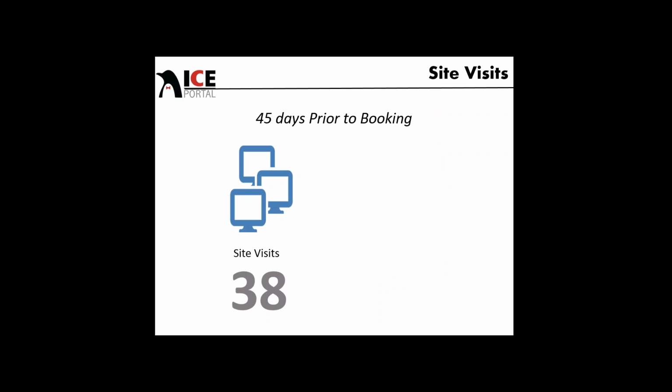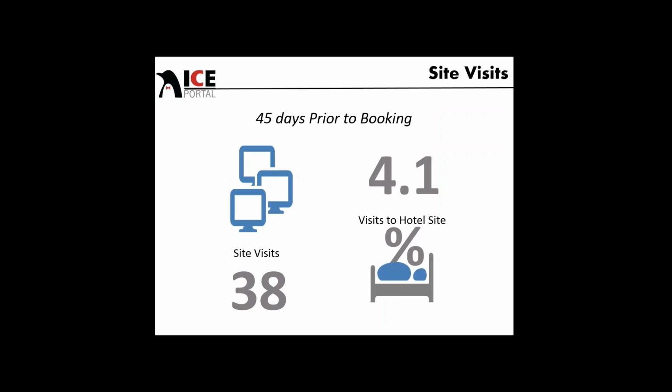According to Expedia, leisure travelers visit an average of 38 sites over the course of 45 days prior to booking. 40% of those visits happen in the final week. What's really interesting is that only 4.1% of those sites were to the hotel's website. So what are they doing looking at all these other sites? According to Google, 82% of travelers comparison shop for all areas of travel, especially hotels, meaning your property's visuals are viewed by millions of prospective customers on multiple sites.